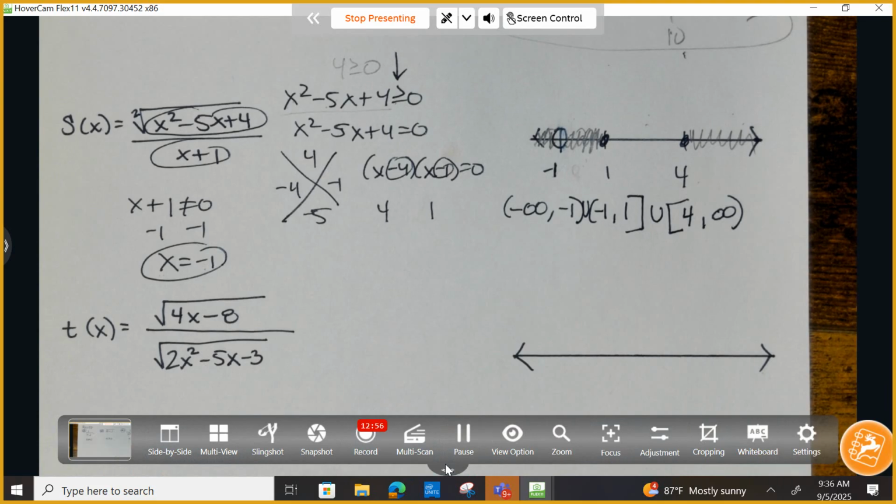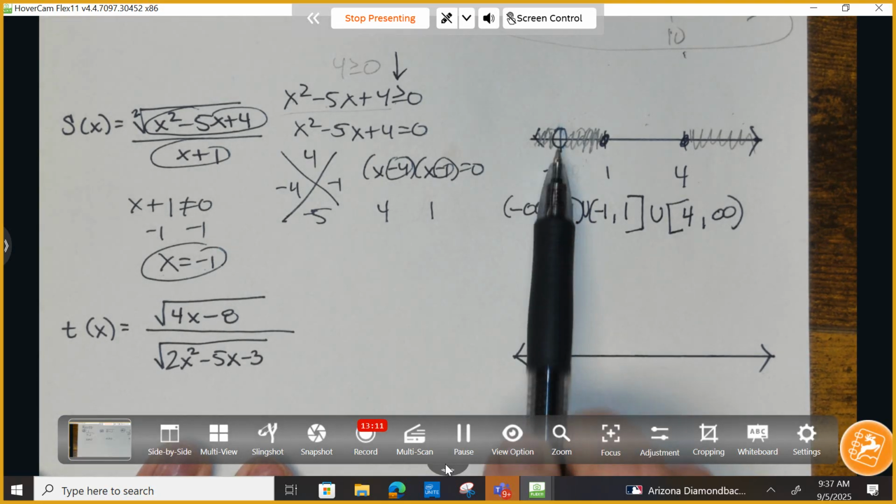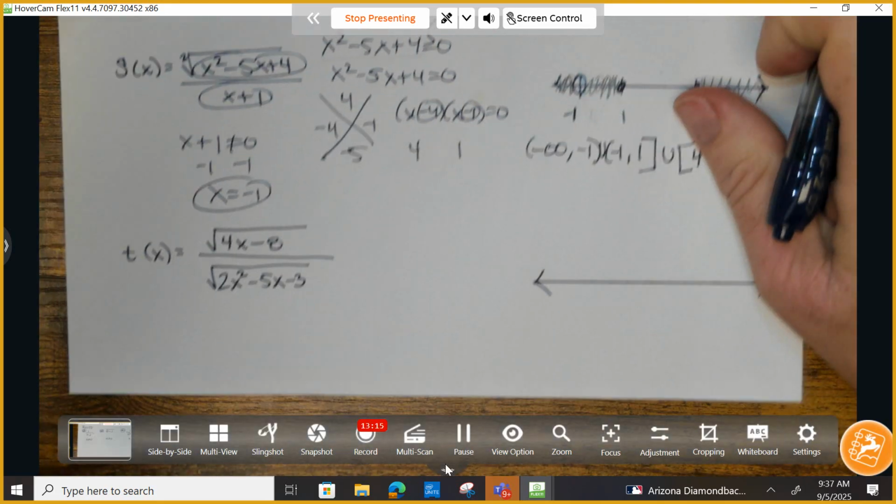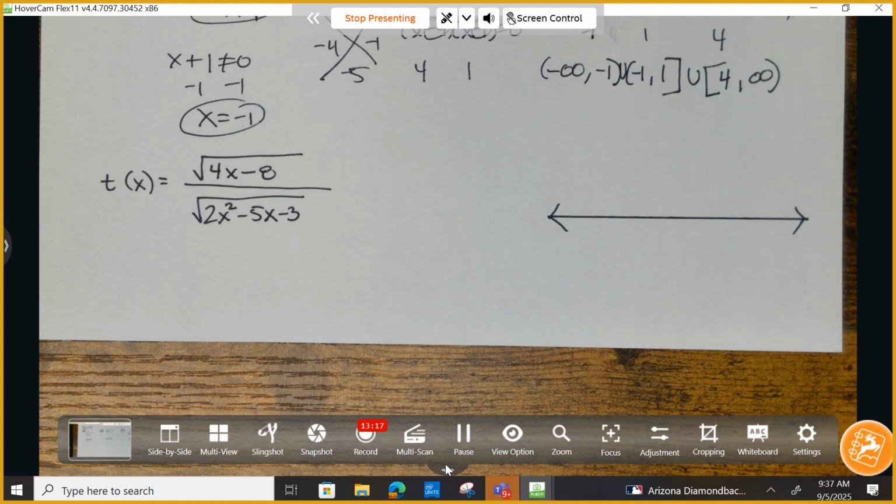A common question I get is, Miss Bradley, does it really matter whether I use parentheses or brackets? It absolutely matters. It tells us whether we include a number as part of a domain. If we include it in the domain, that means that number can be plugged in and we get a specific corresponding output value. I cannot include negative 1. I can include 1. I can include 4. Probably the trickiest problem is right here.